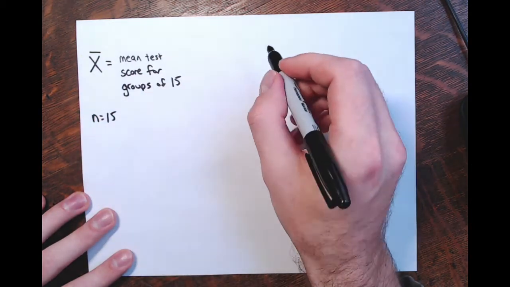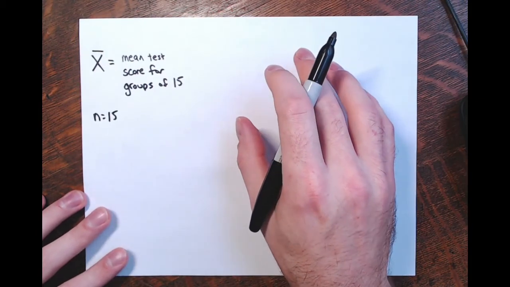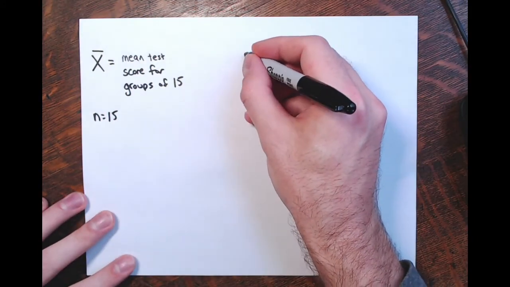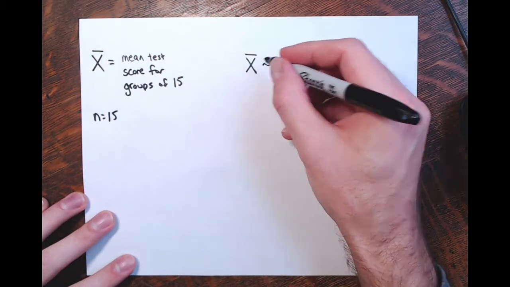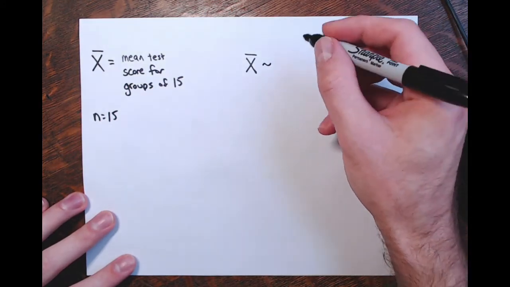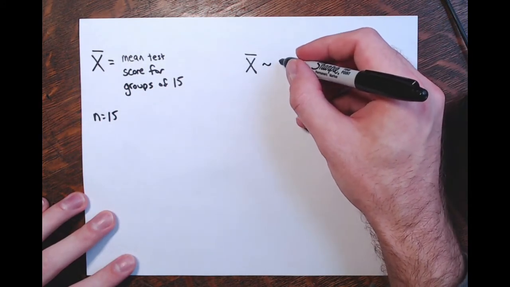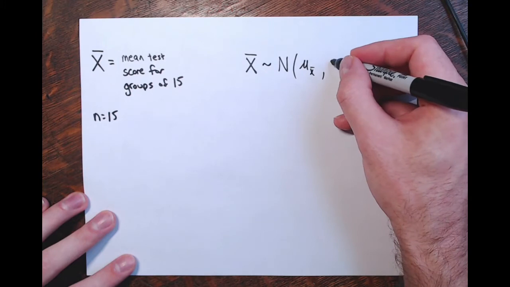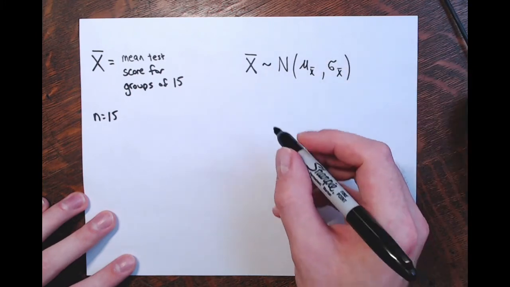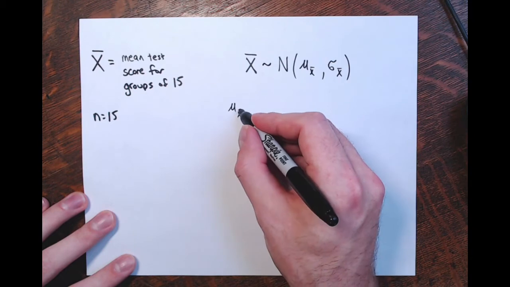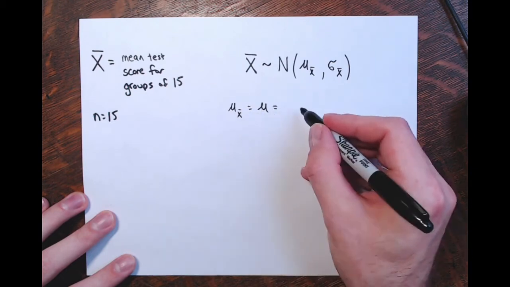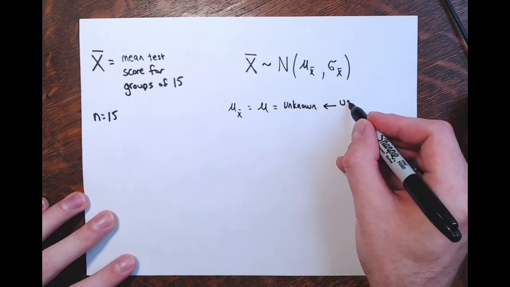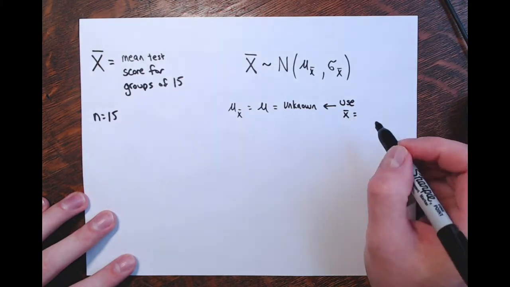Now, by the central limit theorem, since we know the original test scores were normally distributed, the averages, the means for these groups of 15 test scores, if you looked at all possible groups of 15, would be normally distributed with a mean called mu sub x bar and a standard deviation called sigma sub x bar, where the mean of the means is the mean of the population. But again, the mean of the population is unknown. So because of that, we're going to use our point estimate. We're going to use x bar, the sample mean.